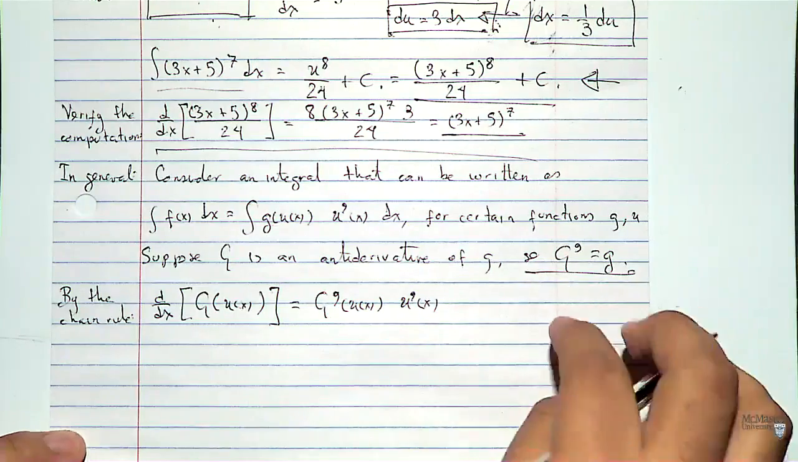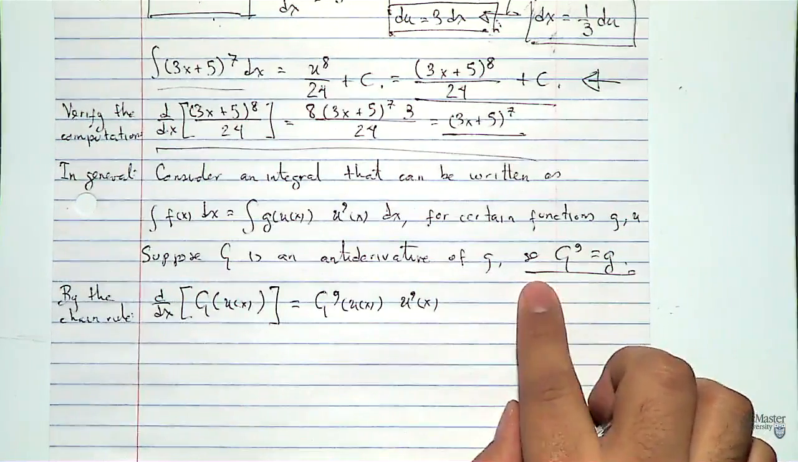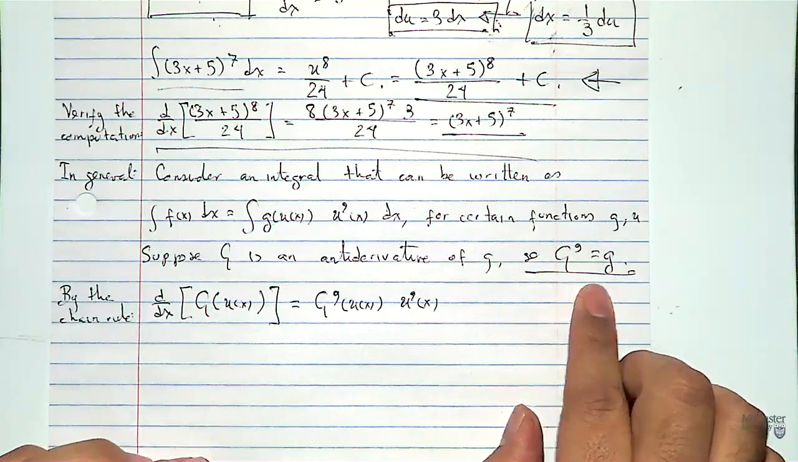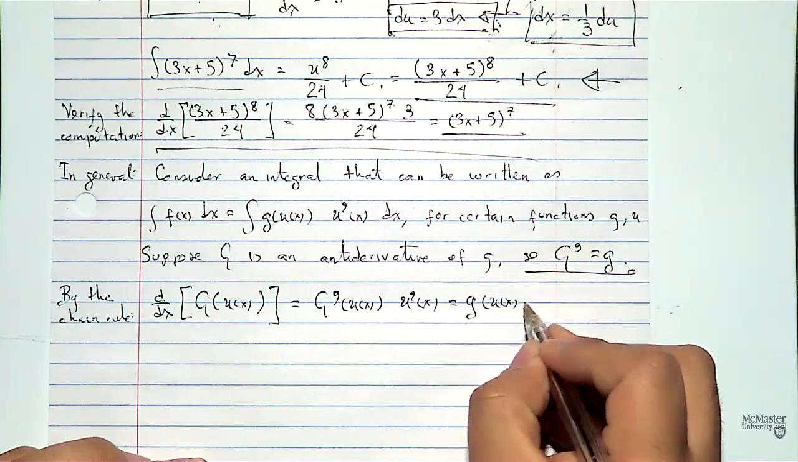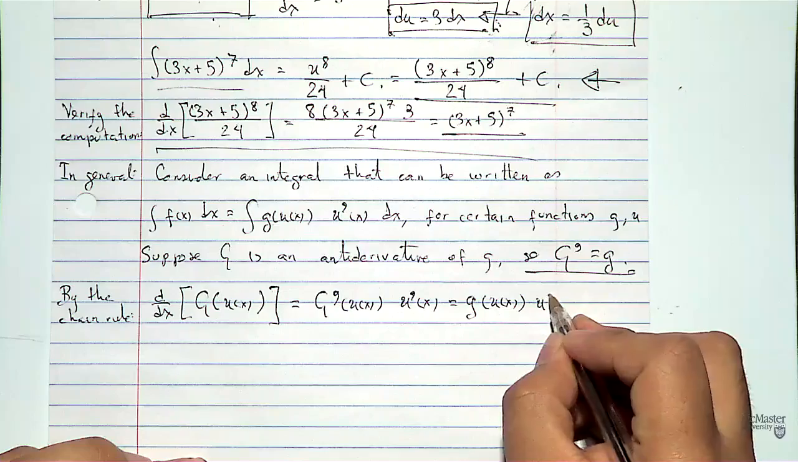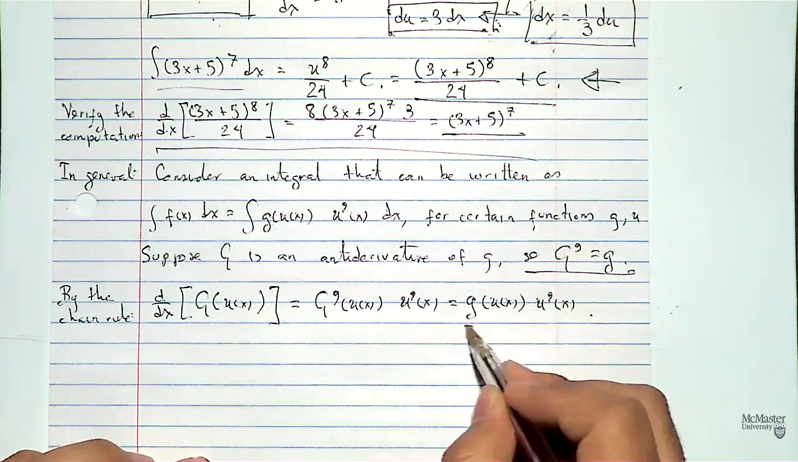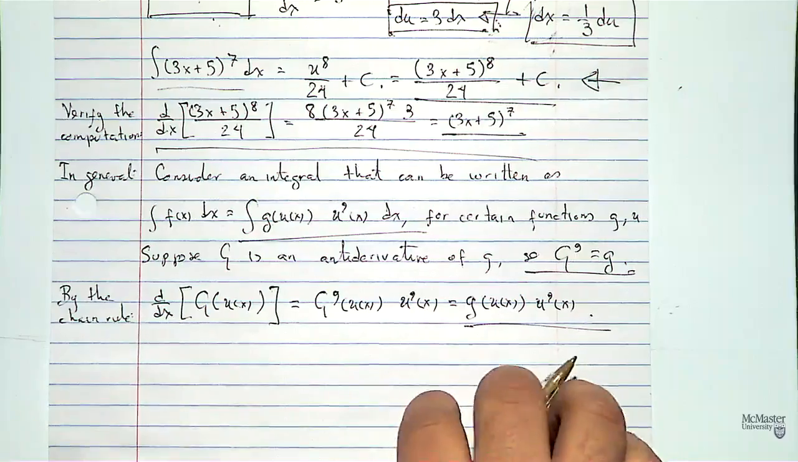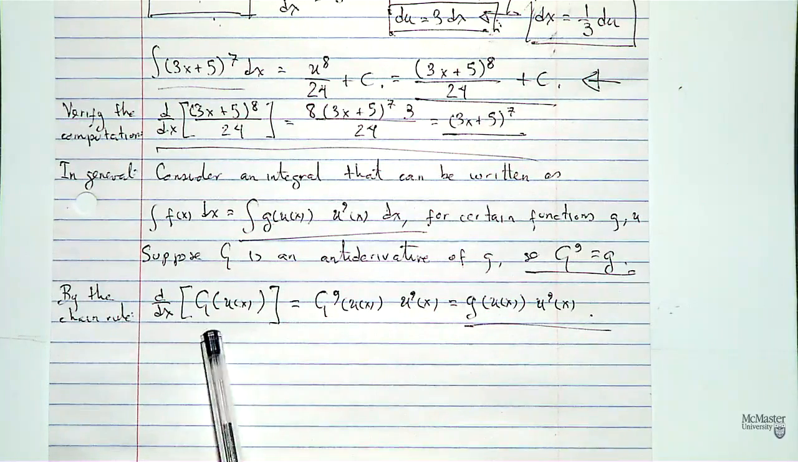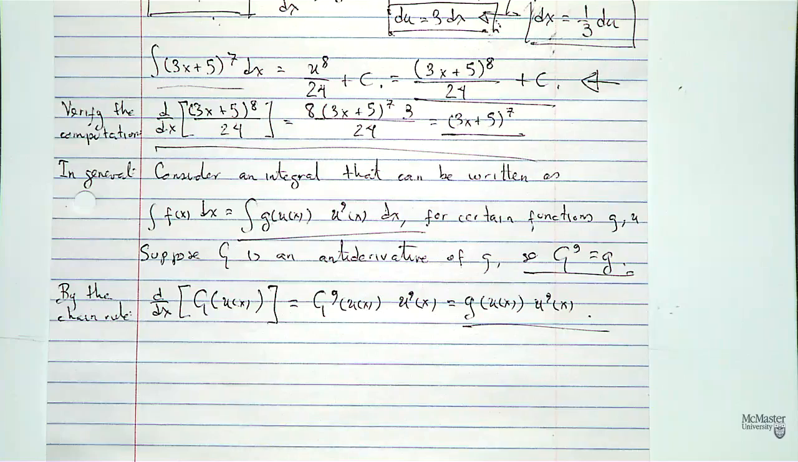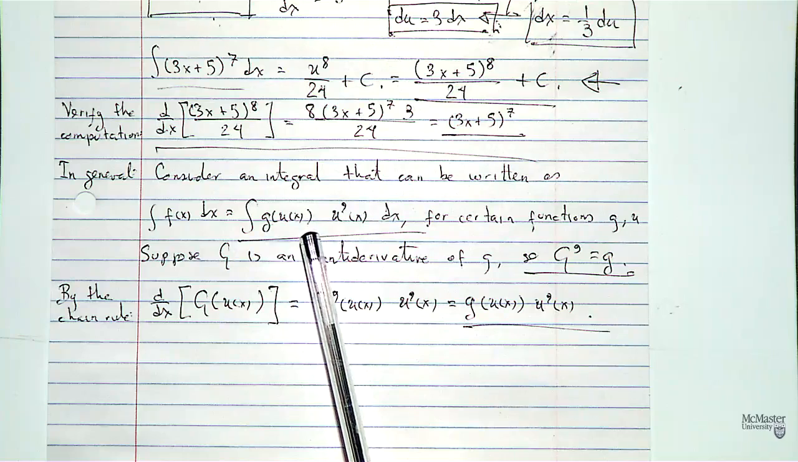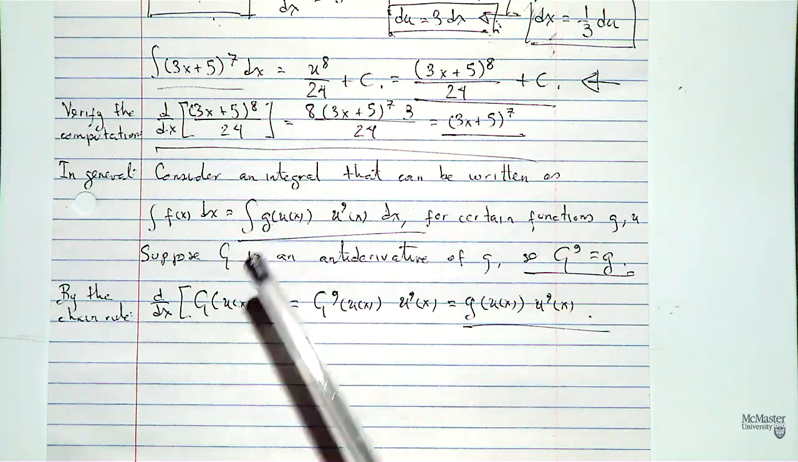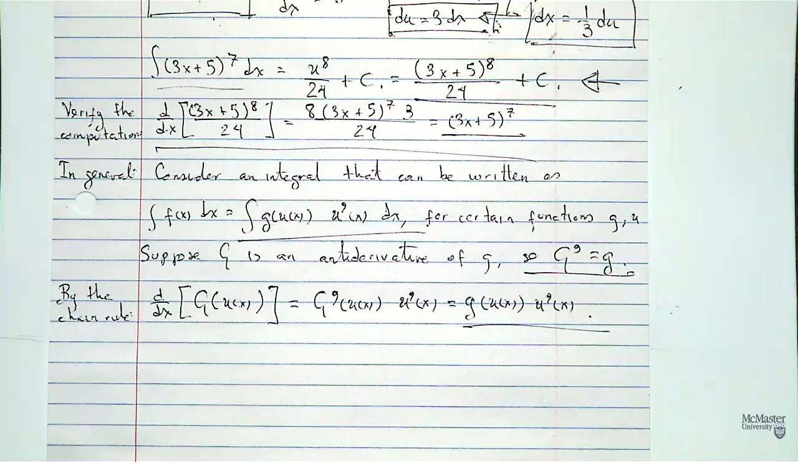Now, by assumption, I know that capital G prime is equal to little g, so I will plug that in. So this is little g evaluated at the point u of x times u prime of x. And now, oh surprise, right? Because, look, this is telling you that you took the derivative, you applied the chain rule, and you have this. And actually, this is the argument of the original integral. So if I were to substitute this back here, the problem is much easier because I know that the derivative and the integration are inverse operators.